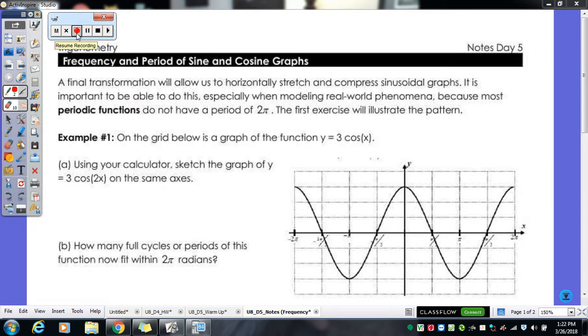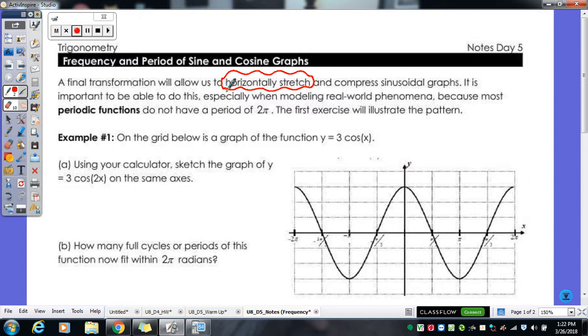So on our day four notes, we talked about graphing our sine and our cosine curves. And then we talked about the amplitude and what that actually does to the curve. Remember, that makes it go up higher or go down lower. And then we did a vertical shift where we actually took the graph and we moved it up and moved it down. So what we're going to work on today is our horizontal stretch.